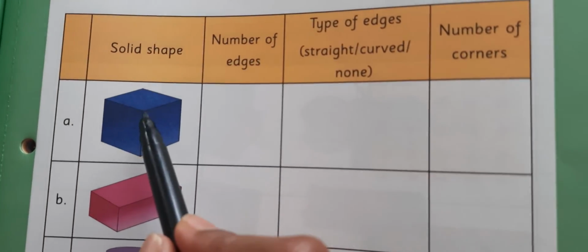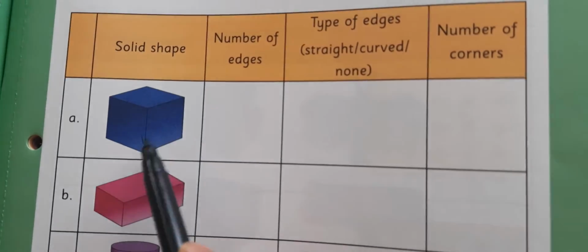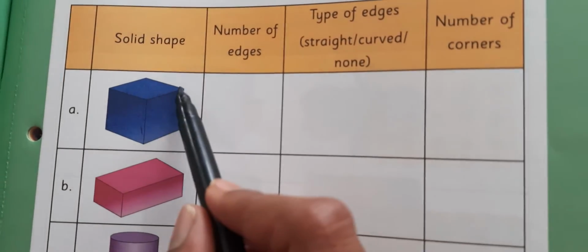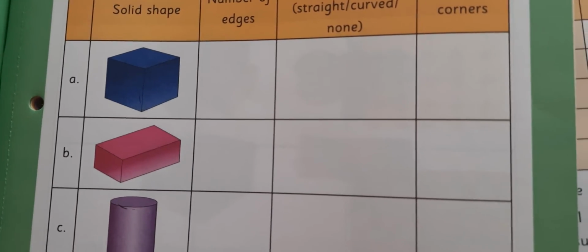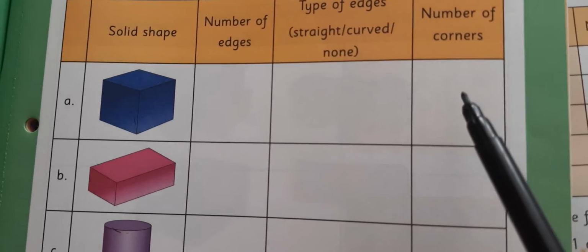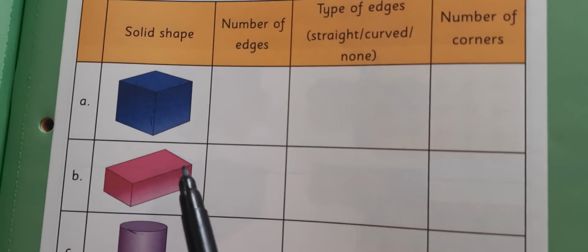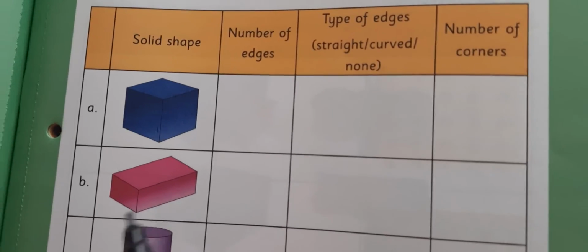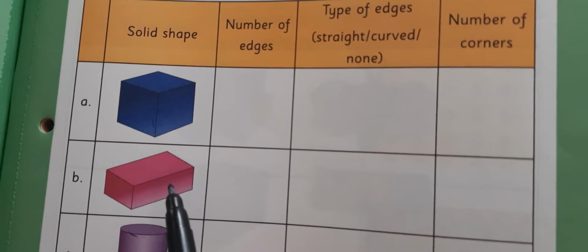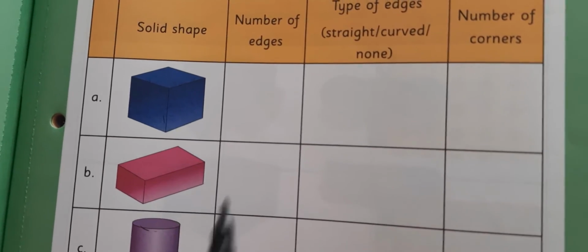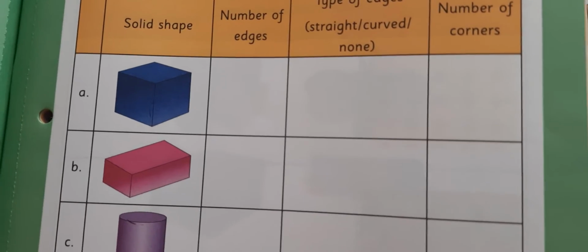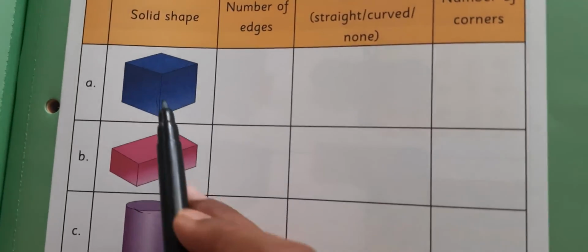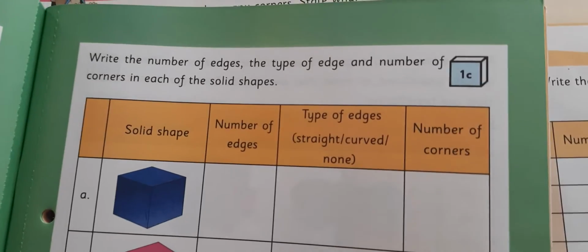Number of edges means how many straight lines there are; you have to write that. For the type, if it is straight, write straight edges. If it is curved, write curved edges. Listen clearly: only straight edges make a corner. Curved edges do not make a corner. Keep it in mind. Only straight edges make a corner. Curved edges do not make a corner. So that you have to write. These are the solid shapes. Any doubts in the home fun? Yeah. Okay.